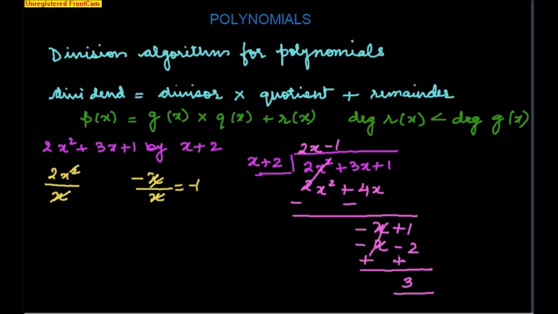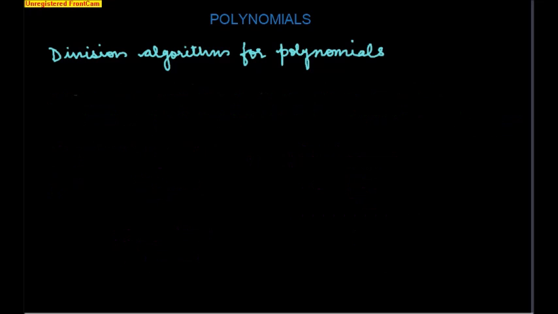Now if you see, 3 is a constant whose degree is 0, which is less than the degree of this polynomial, which is 1. So we stop our division here, and hence we've got qx as 2x minus 1 and rx as 3. Let us just take another example so that it becomes more clear to you.